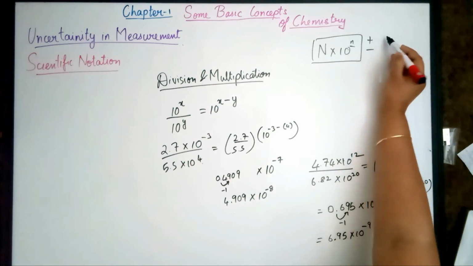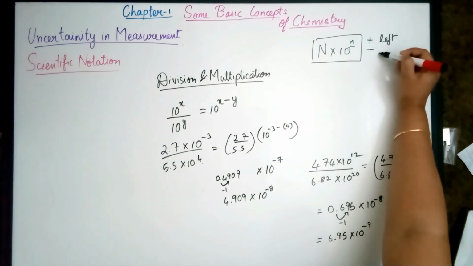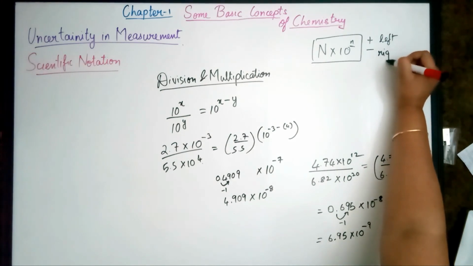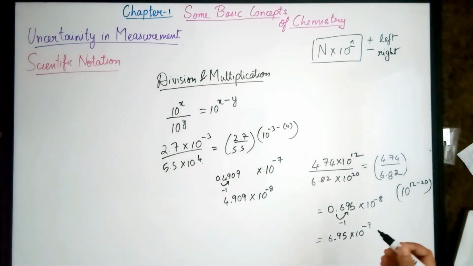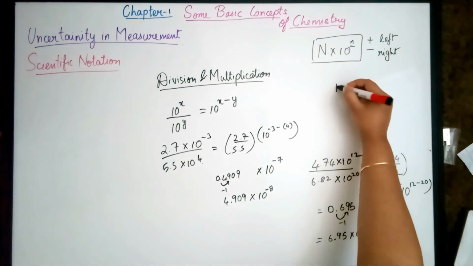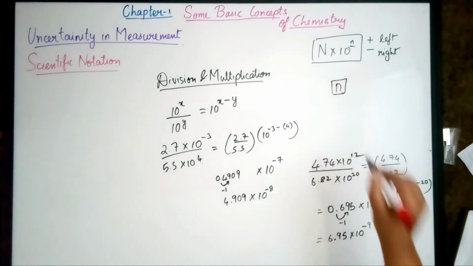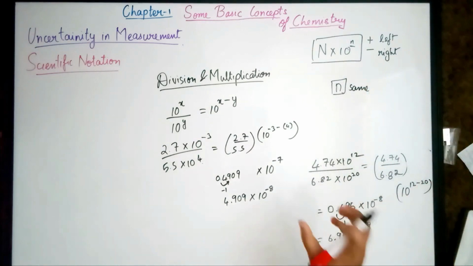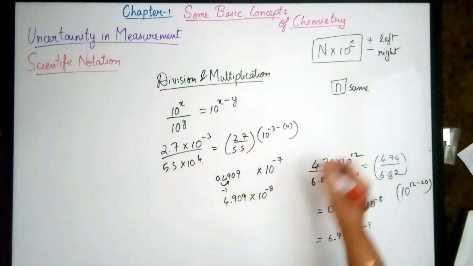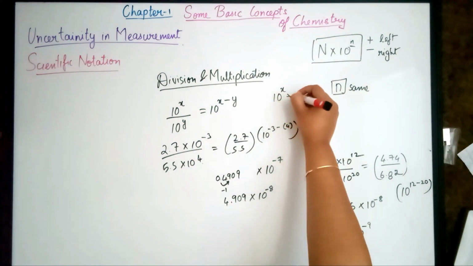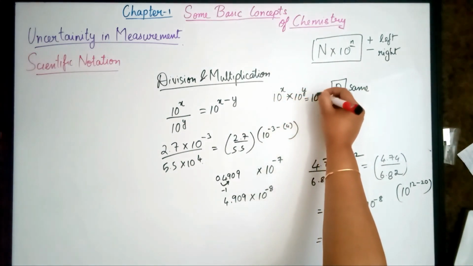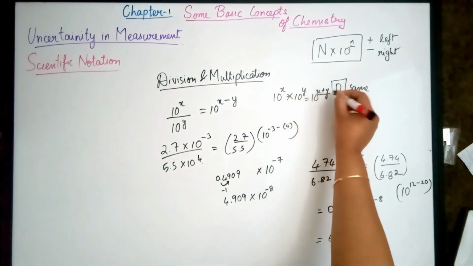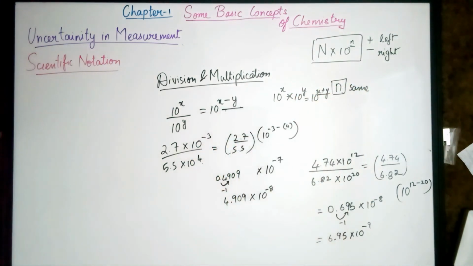It gets a positive value when the decimal point is moved to the left and gets a negative value when it moves to the right. Then we learned about how you can add, subtract, divide and multiply scientific notation. When it comes to addition and subtraction, you need to make sure that the n value is the same for both the quantities that you are adding or subtracting. Whereas multiplication is 10 to the power x into 10 to the power y will give rise to 10 to the power x plus y. Here we are just adding the powers, whereas in division we will be subtracting the powers.